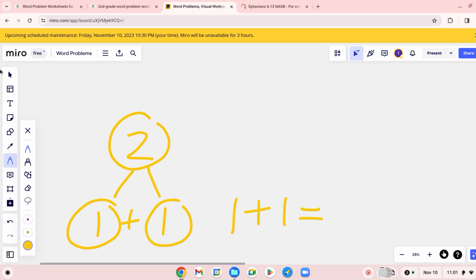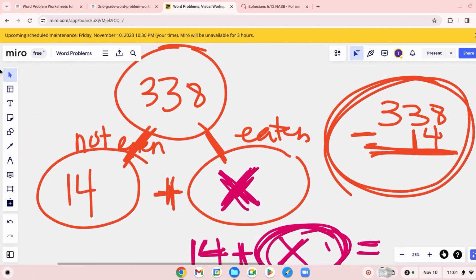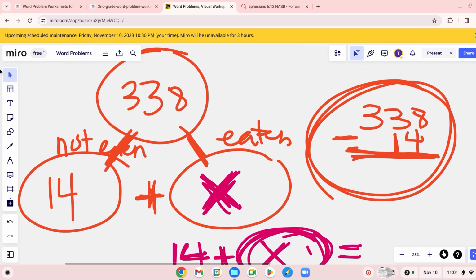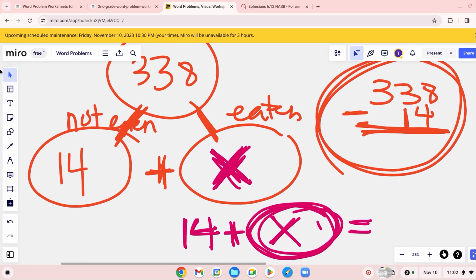1 plus 1 is equal to what? 2. The 2 is the total. This is a part, this is a part, and this is the total. This is a part, and this is a part, and this is a whole. The same idea with this. Look at the diagram and understand it. 14 plus x is equal to what?